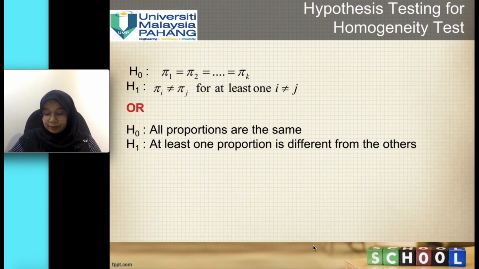That is step number 1. How about step number 2? Step number 2, the chi-square test, is the same as for the independence test. Steps number 3, 4 and 5 are also the same as for the independence test.